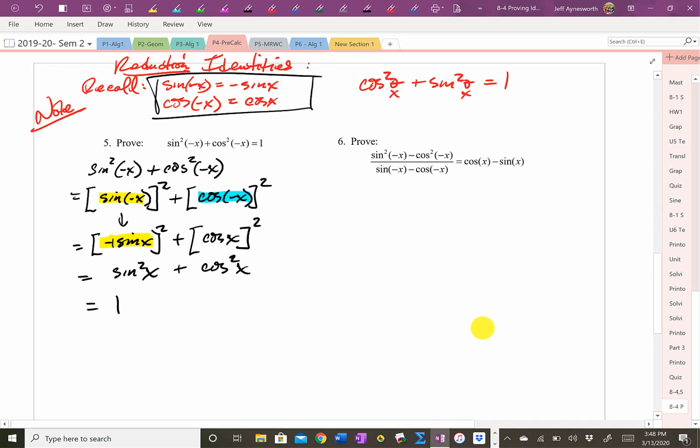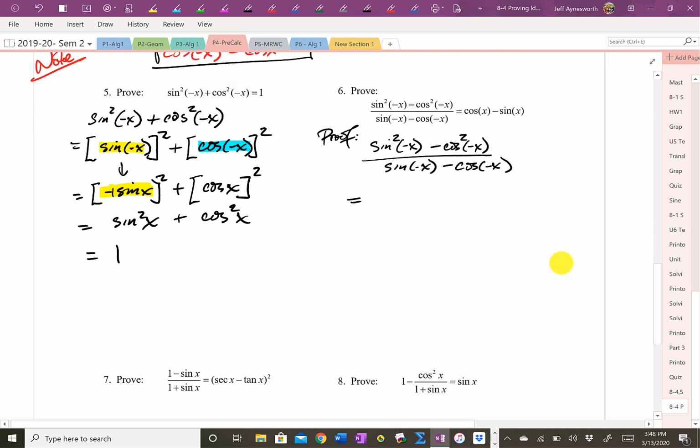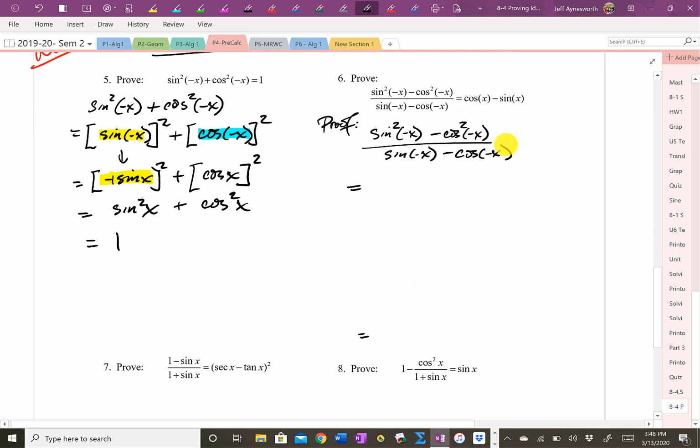And there we go. Now, a similar thing's going to happen over here. So if you understand number 5, then number 6 is doable. I'm going to do the same thing. So my proof here: I'm going to take sine squared of negative x minus cosine squared of negative x, divided by sine of negative x, I'm just rewriting it, minus cosine of negative x. And I'm going to show it's equal to, down here, cosine of x minus sine of x. Okay, that's my goal.